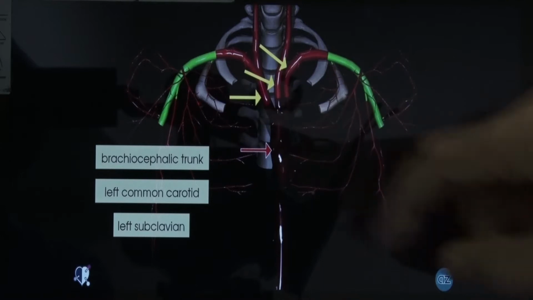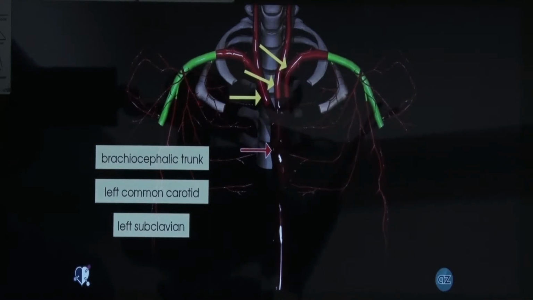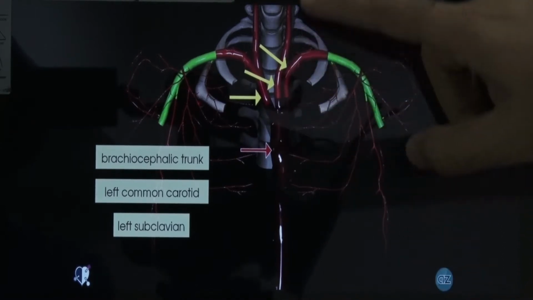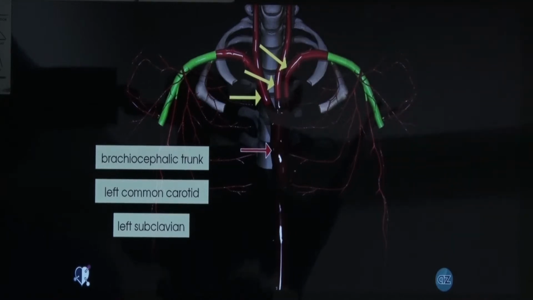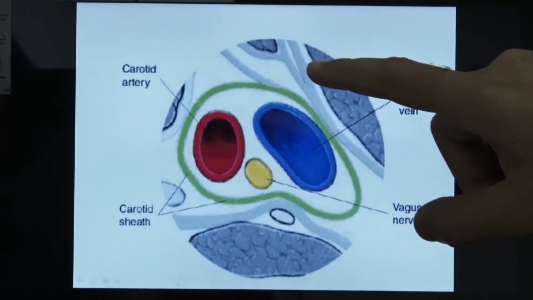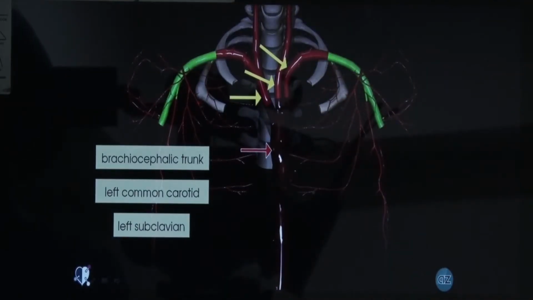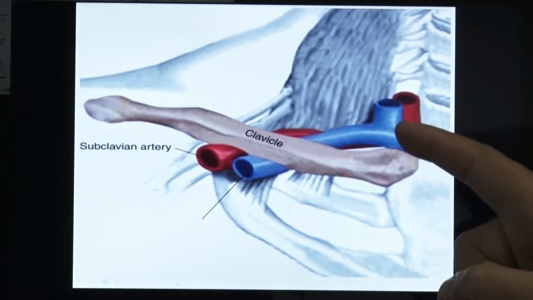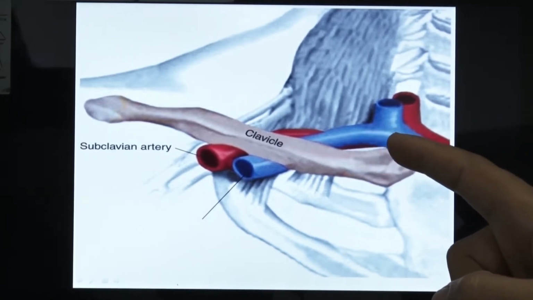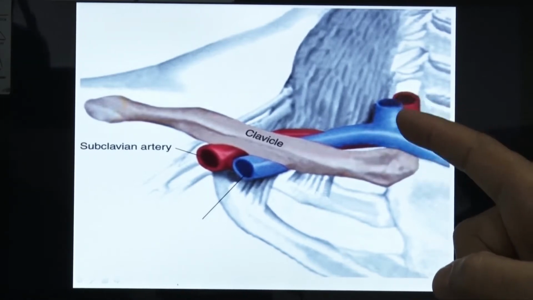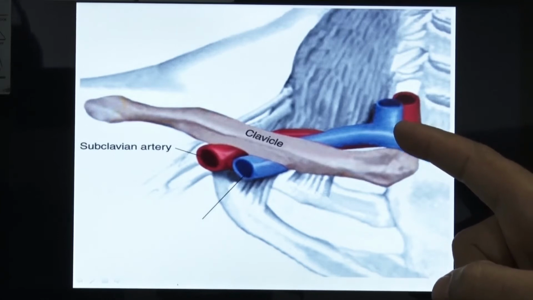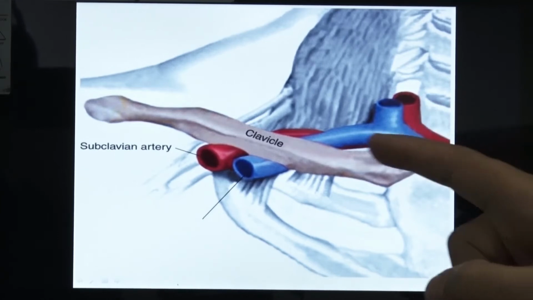Subclavian artery continues as an axillary artery. On the left side there is a direct formation of the left common carotid artery and the formation of the brachiocephalic artery, which continues as a subclavian artery that continues further down. This is the proximal portion of the subclavian vein. This is the internal jugular vein. This is the common carotid artery.